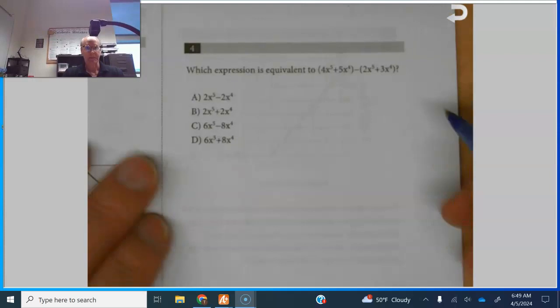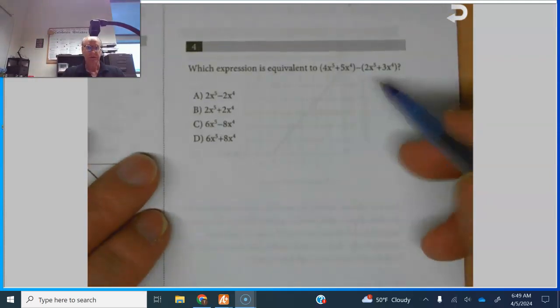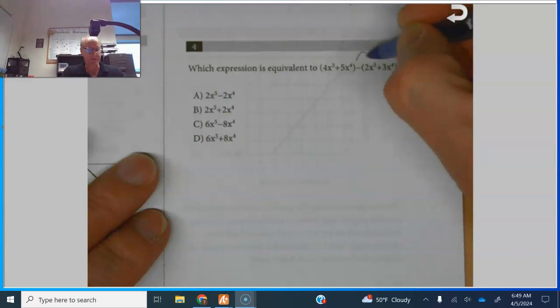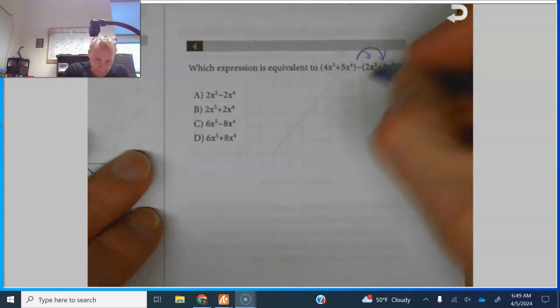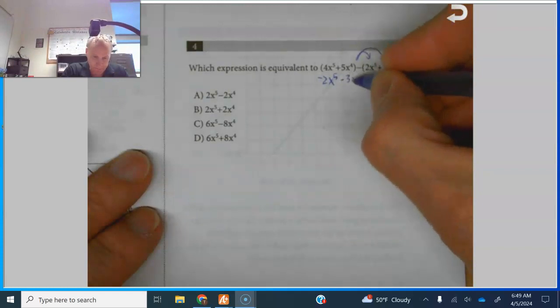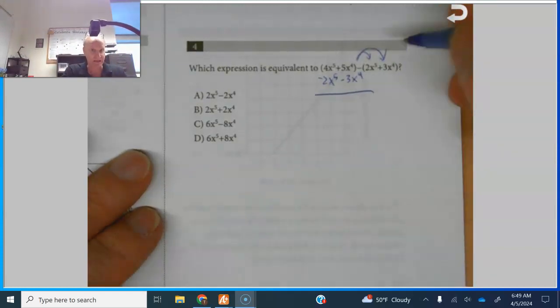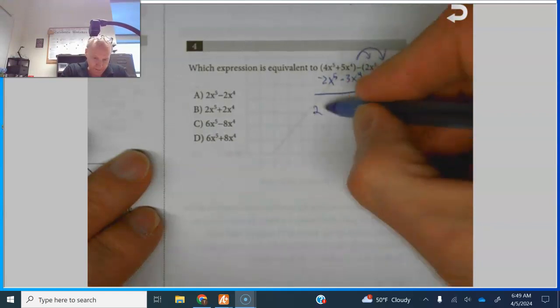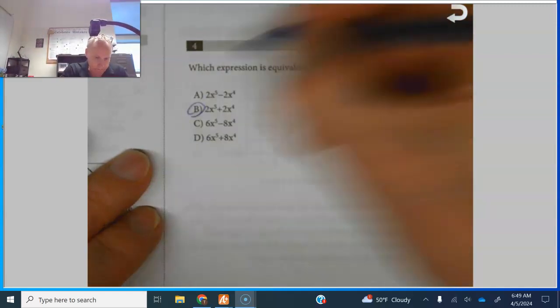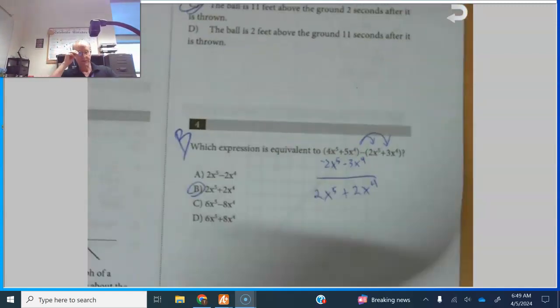Dang it. Okay. Which expression is equivalent? You have to distribute the negative. There are parentheses around this. It acts like a -1 in front of these parentheses. So these are both negative. So I'm going to subtract, I got to take my glasses off, 2x to the 5th. And I'm also going to subtract the 3x to the 4th. And you have to add or subtract like terms. So this is going to give me 2x to the 5th. And this one is going to be 2x to the 4th, which is B. And we're moving on. Okay, there's the first 4. Hopefully you were able to do those pretty easily.